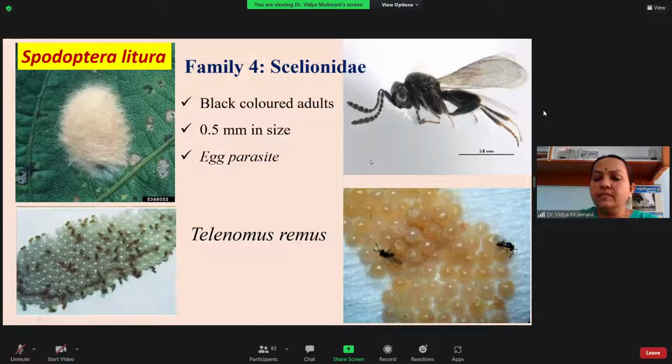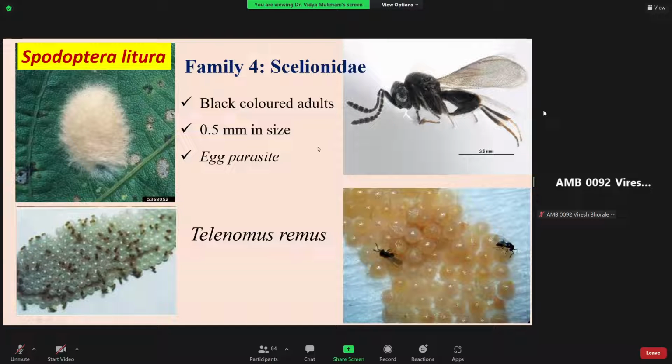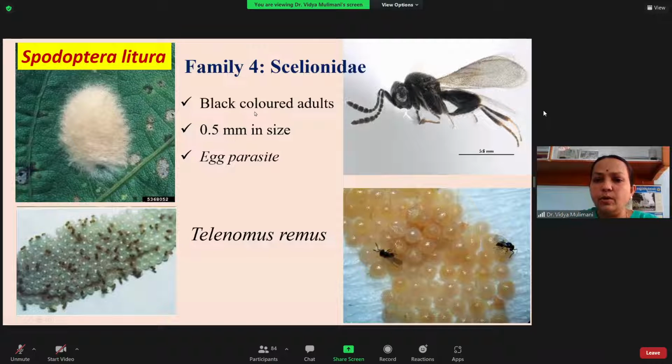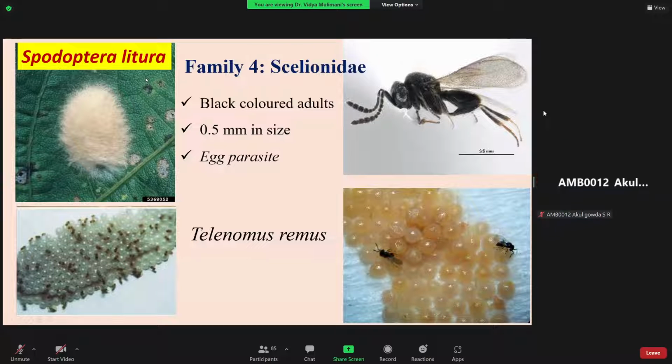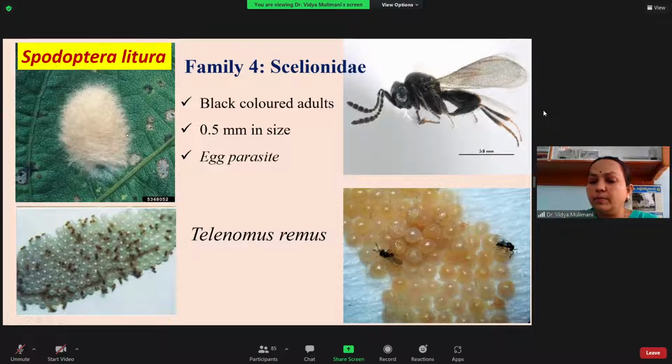The next family you have is the Scelionidae. Just remember, it is also an egg parasitoid. This is the second family I am listing which are exclusively egg parasitoids. They are also very small, black-colored adults, also about 0.5 mm in size. Especially remember the Spodoptera litura. It is mass multiplied and released for the control of Spodoptera litura, which is a polyphagous insect. These are the eggs of Spodoptera litura, and you can see many of the Scelionidae.